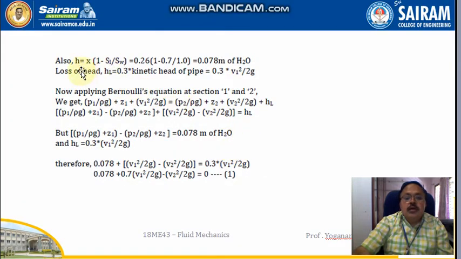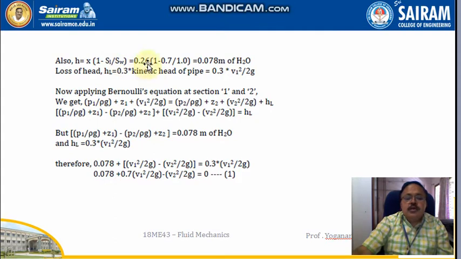Now, taking that equation, H is equal to X into 1 minus SL by SW, because the liquid in the manometer is lighter than the liquid flowing in the pipe. So the liquid flowing in the pipe is water having the specific gravity 1. The liquid in the manometer has the specific gravity 0.7. So the manometric liquid is lighter than water which is flowing in the pipe. So that's why it is 1 minus SL by SW.